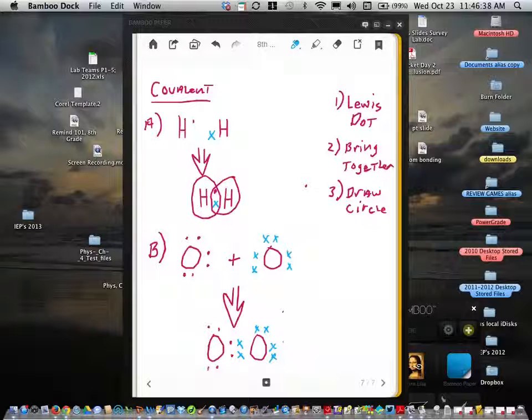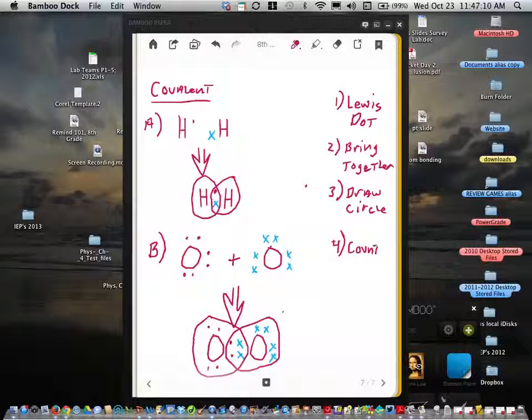Let's draw the circles now. So this oxygen's valence shell is here. And this oxygen's valence shell is here. Indicating that we now have a double bond here. This is a double bond. So a final step, step 4.